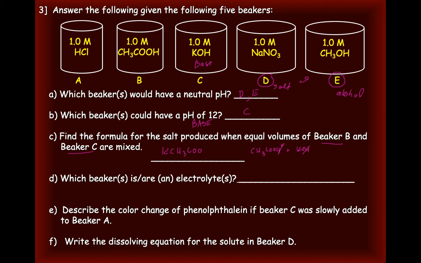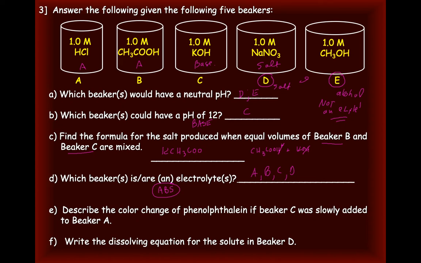Which beakers are electrolytes? Again, acids, bases, and salts. Those are your electrolytes. Remember, we drink electrolytes, we exercise, we get good abs. Acids, bases, and salts. So here's your acid, here's your acid, here's your base, here is your salt, right? So you want to go A, B, C, D, E. Not an electrolyte: important. A carbon and an OH is an alcohol, not a base.